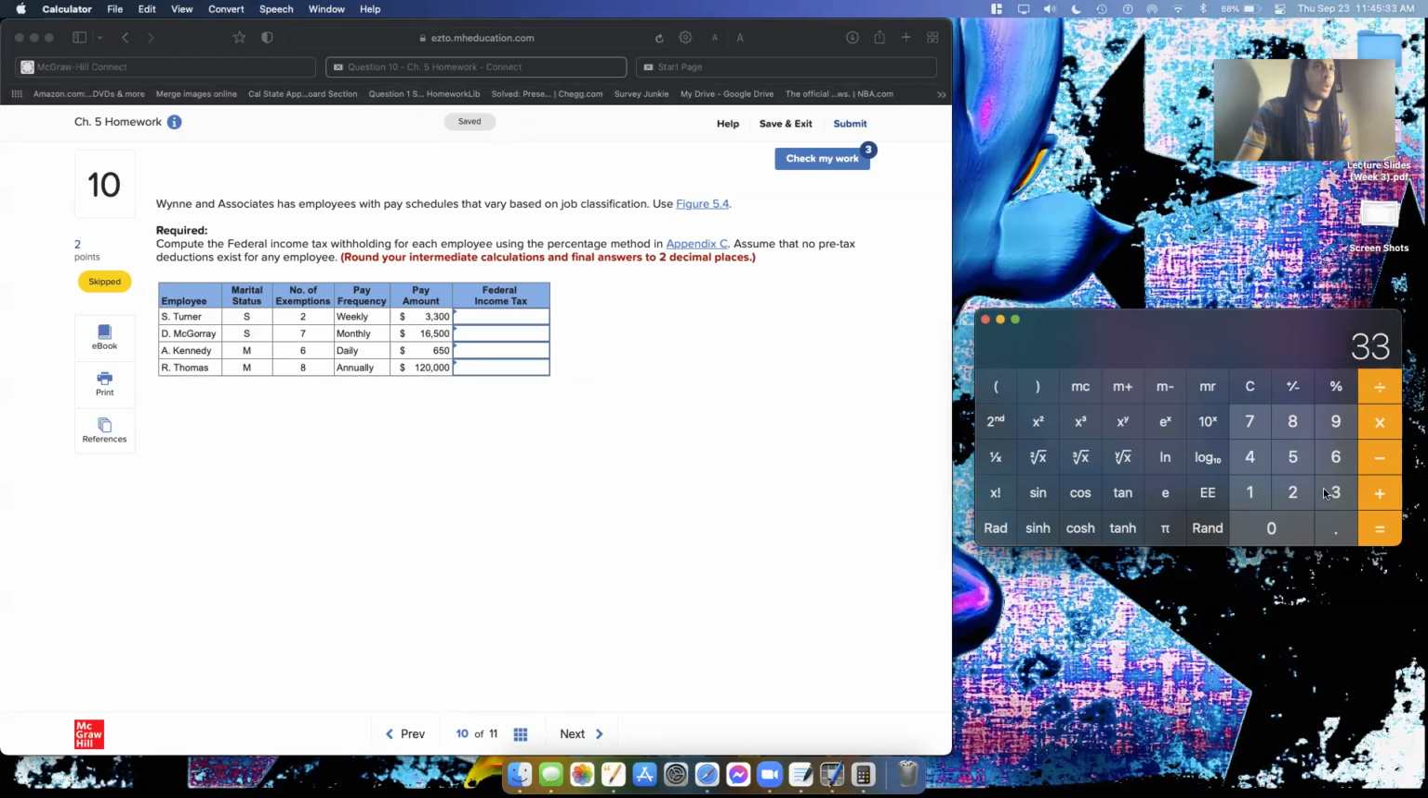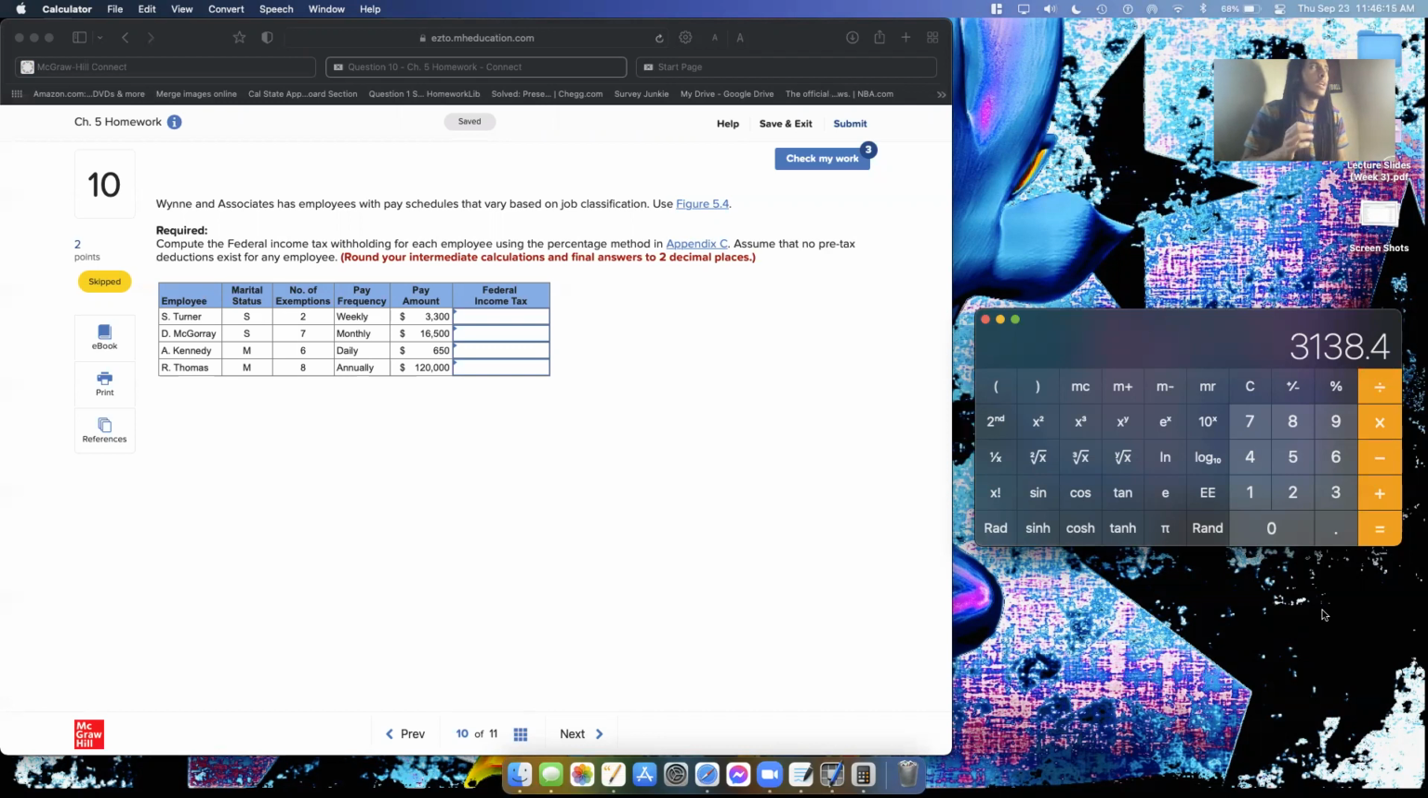So if we take $3,300, which is the gross pay for S. Turner, and take away our withholding allowances of $161.60, that is going to equal the taxable income of $3,138.40. So after you find the taxable income of $3,138.40, or whatever it is, the next step is to find the correct table to use.